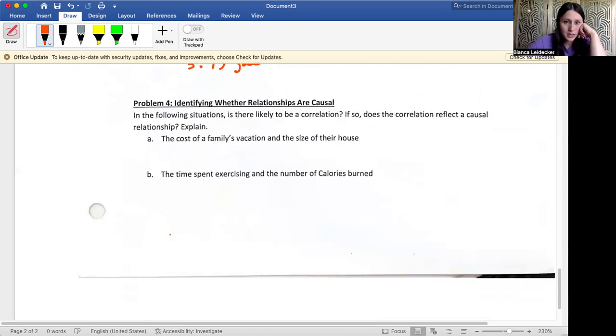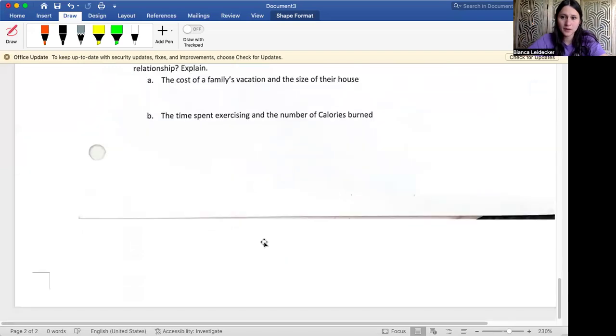Okay. B, the time spent exercising and the number of calories burned. Okay, that is very direct. The more you exercise, the more calories burned. There's no question. It can't work the other way. So this is a positive relationship, and it is causal because the more time you spend exercising, the more calories will be burned. That's what you're going to write.